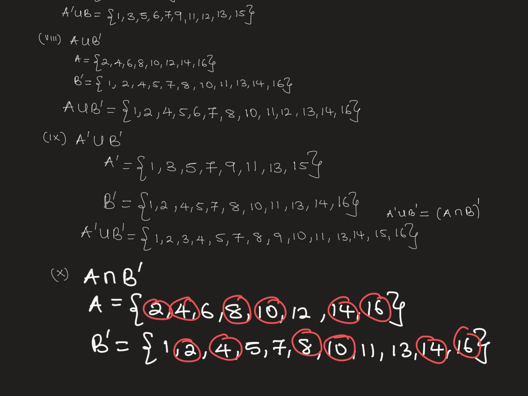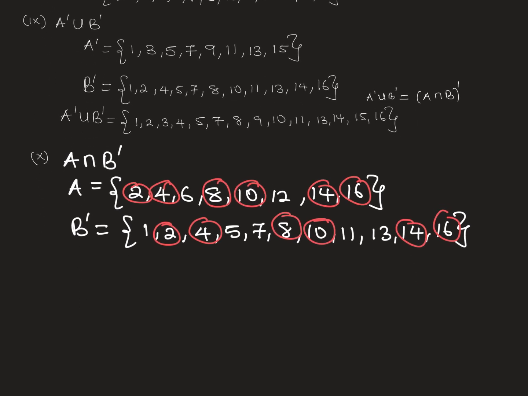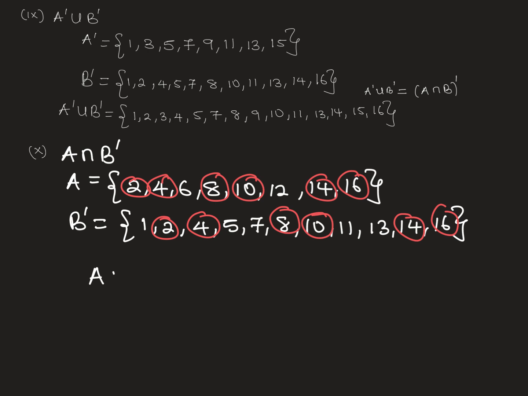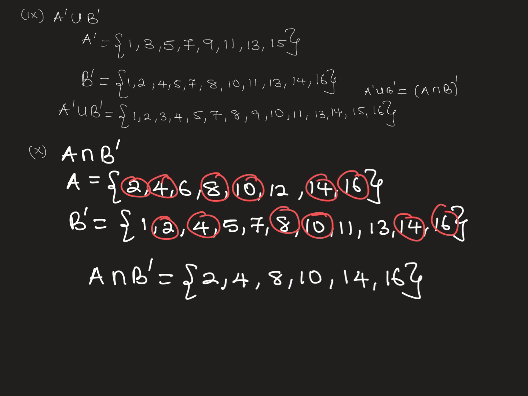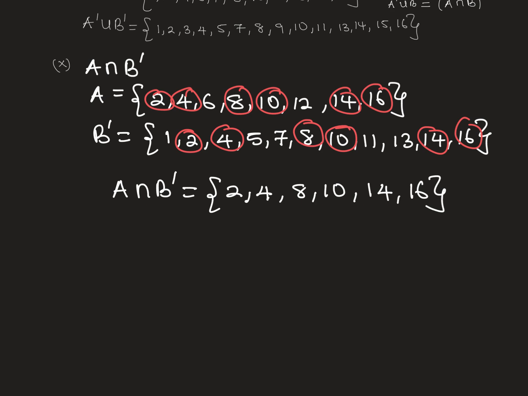So intersection means that are common in them. So what do we have? So A intersection B complement is, starting from the lower number, 2, 4, 8, 10, 14, and 16. All right. Then we move on to the 11th question.